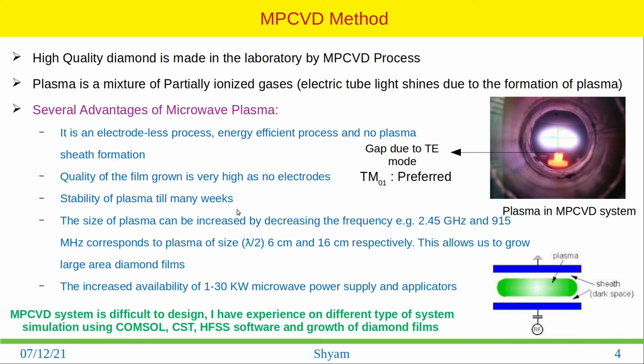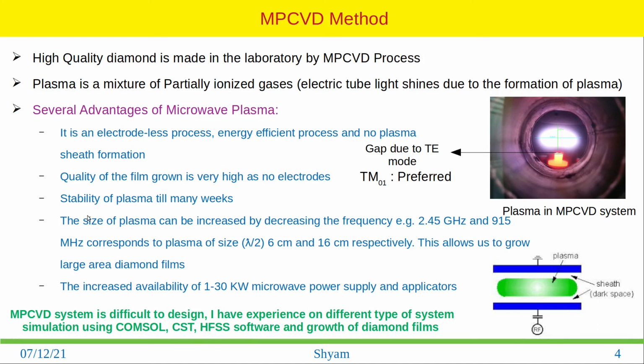And then the stability of the plasma. Here we can make stable plasma for many weeks. People run this system up to a month. But with a sheath formation, the plasma is not very stable for a very long time.